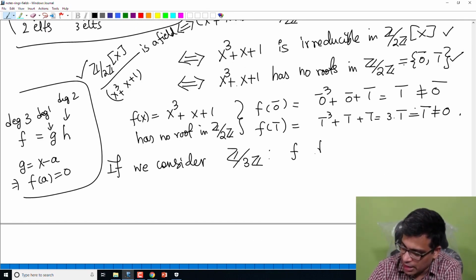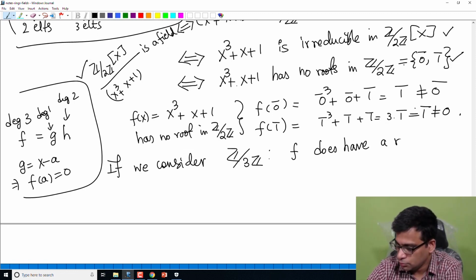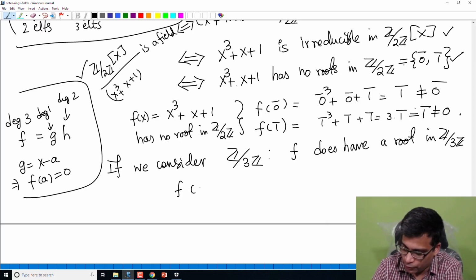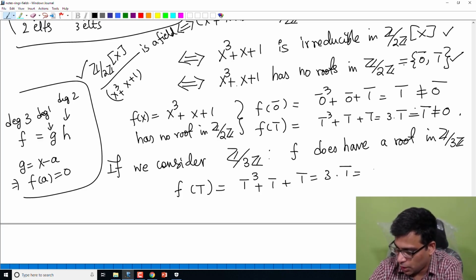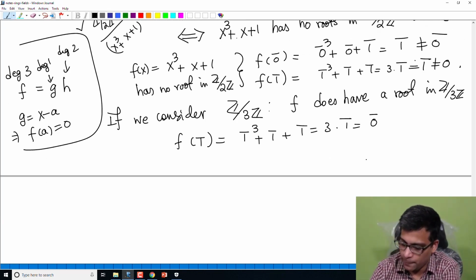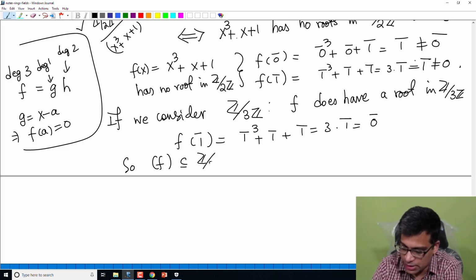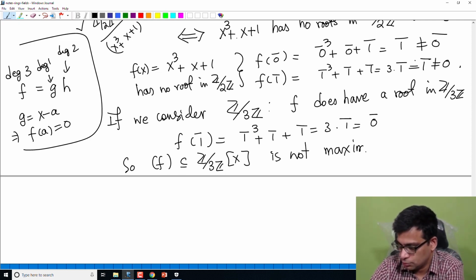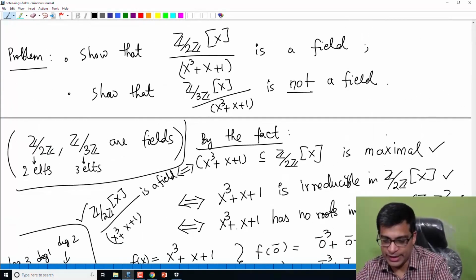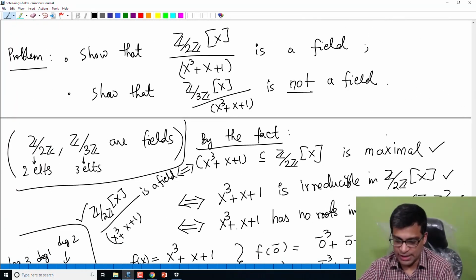But f does have a root in Z mod 3Z. For example, if you take f of 1 bar, it will now happen to be 1 bar cubed plus 1 bar plus 1 bar, which is 3 times 1 bar. But 3 times 1 bar is 0 bar in Z mod 3Z. So f has a root in Z mod 3Z. So the ideal generated by f in Z mod 3Z x is not maximal. Hence, Z mod 3Z mod x cube plus x plus 1 is not a field.